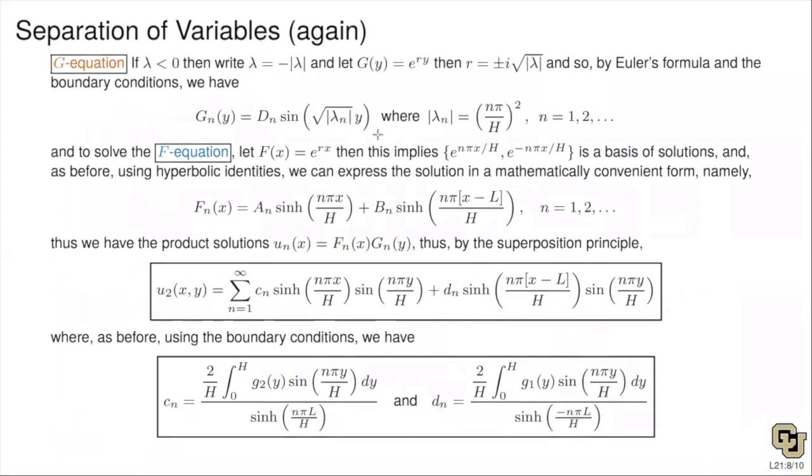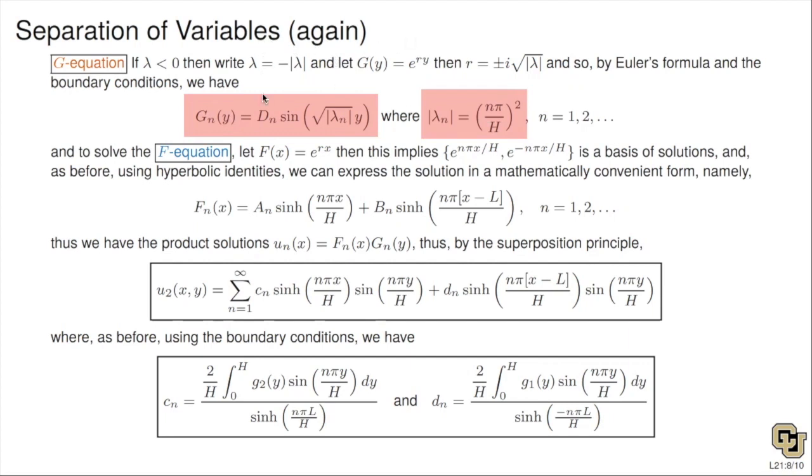I won't rehash it, but we've solved this problem already. We've just changed the variables, the G's and the F's, the x's and the y's, the h's and the L's. Other than that, it's still the same problem. So here I have this sine term that we're expecting with our usual eigenvalue, except the h has been turned into L, x has been turned into a y. And then we do the same kind of analysis.